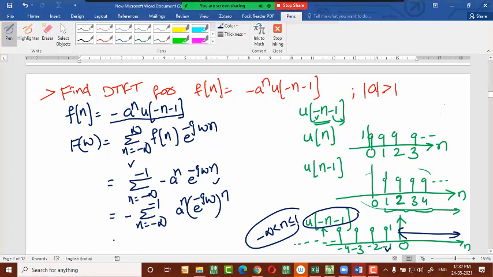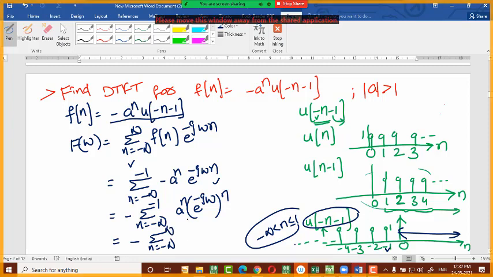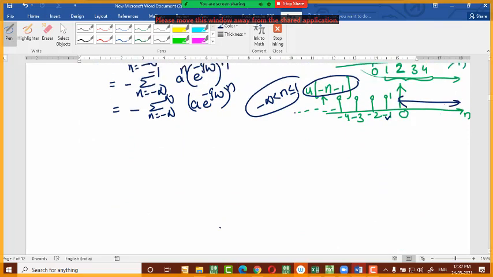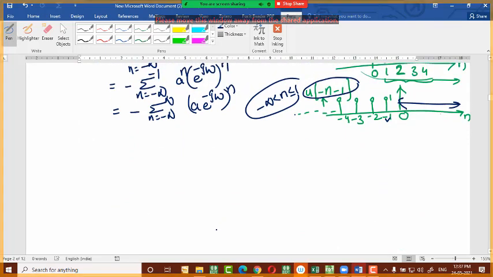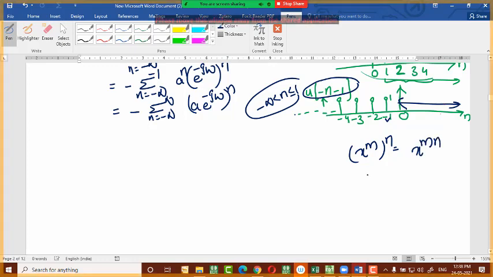Then it is equal to minus sigma n from minus infinity to plus infinity. This can be written as a into e power minus j omega, whole power n. This power n can be applied to a and can be applied to e power minus j omega. So we will get the previous one only without any change. Okay, so what formula have I taken there? X power m whole power n is equal to x power mn. This one I have applied first.